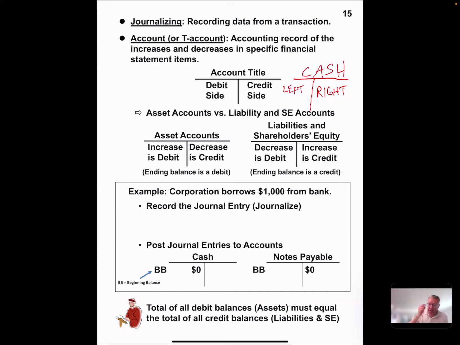Okay, so the way this operates is that it's going to be helpful to go back to the accounting equation. You may recall the accounting equation.